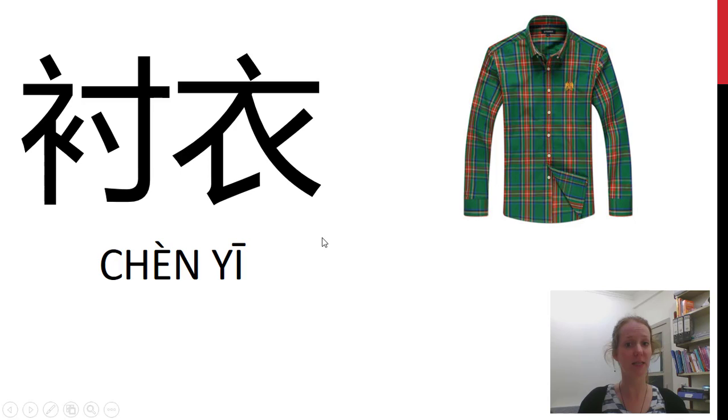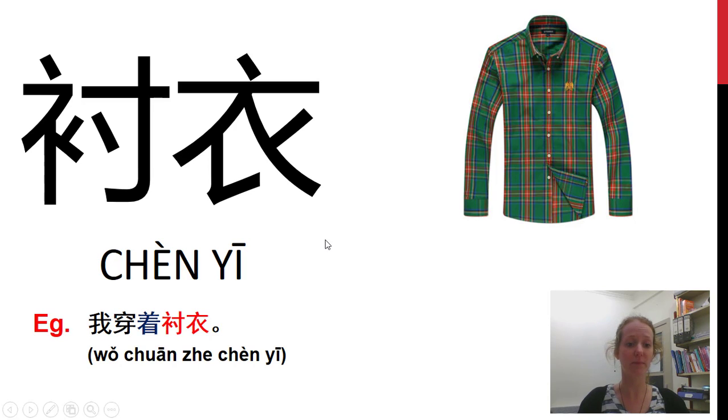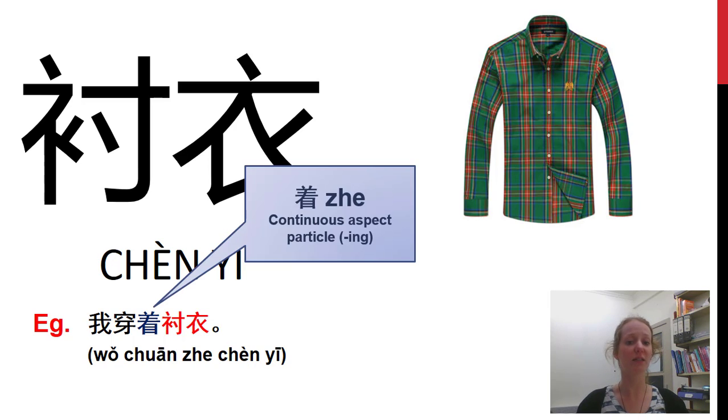这是衬衣. 比如说，我穿着衬衣. So this 着 word is a continuous aspect particle. That's a little bit confusing, but it's a little bit like something's currently happening at the time for continuous state. So it's sort of like the ing in English. So I am wearing a 衬衣. 我穿着衬衣.